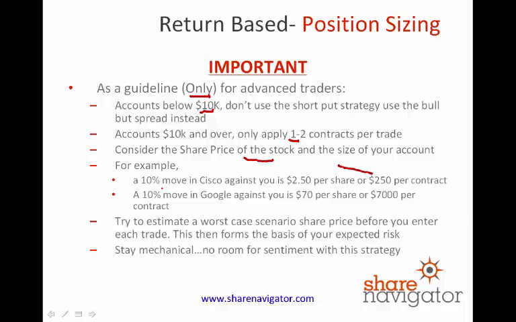Consider the share price of the stock as well and the size of your account. So for example, a 10% move in Cisco against you is a loss of $250. Because the share price is only $25. But a 10% move in Google against you is a $70 loss per share or $7,000 loss per contract. So you're not going to be writing short puts on Google unless you have a sizable account.